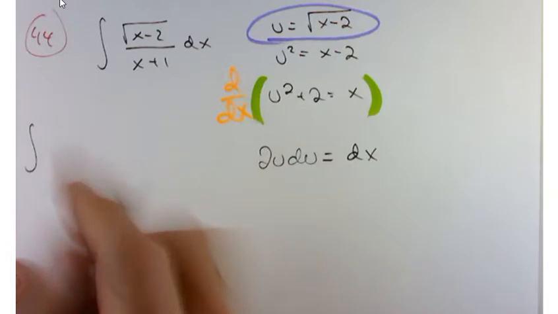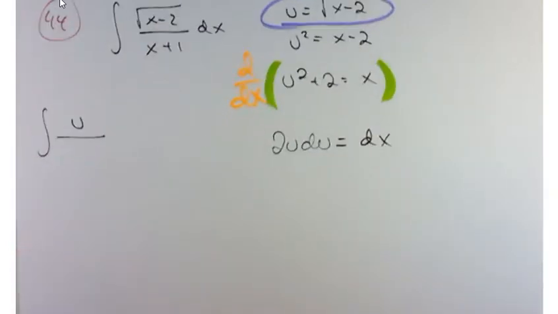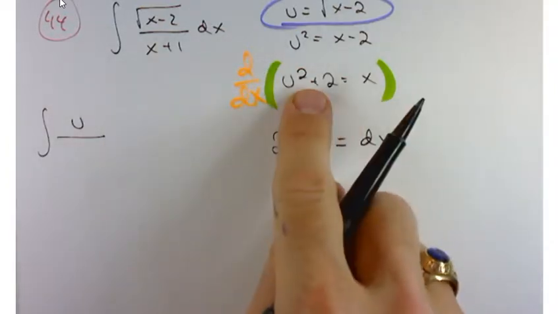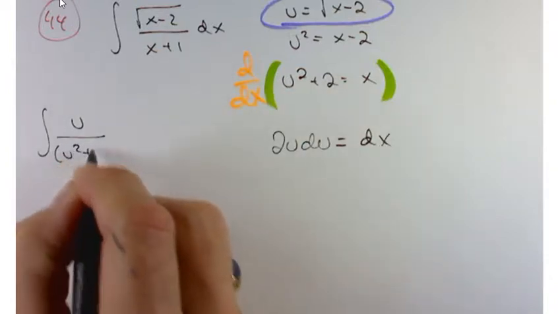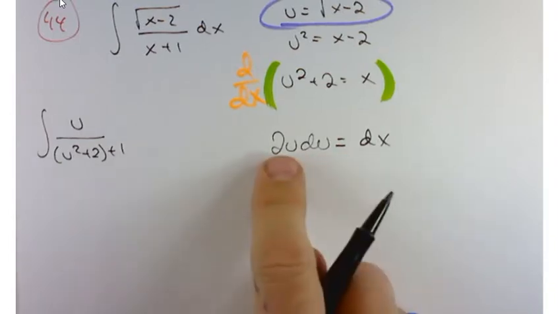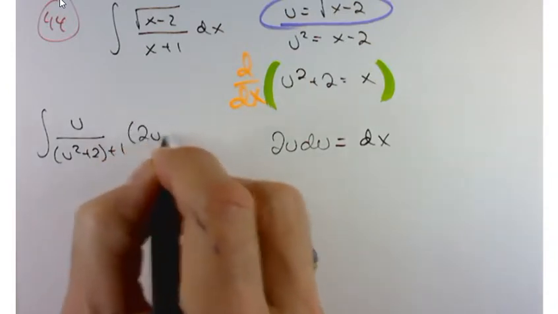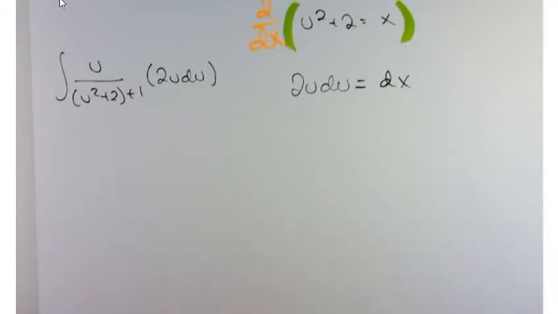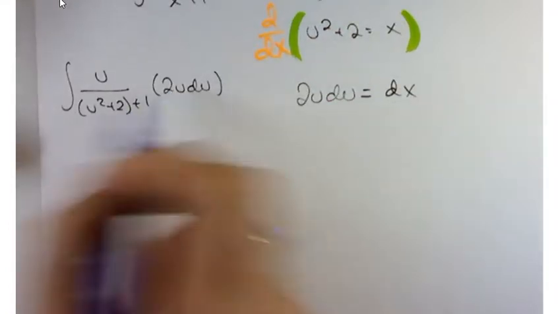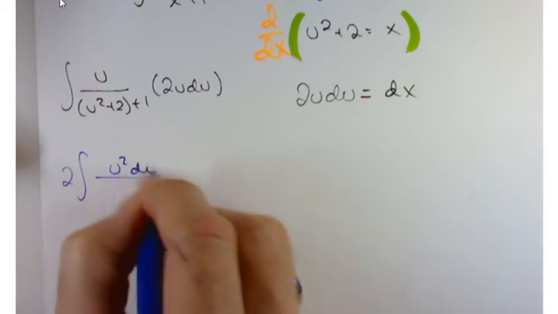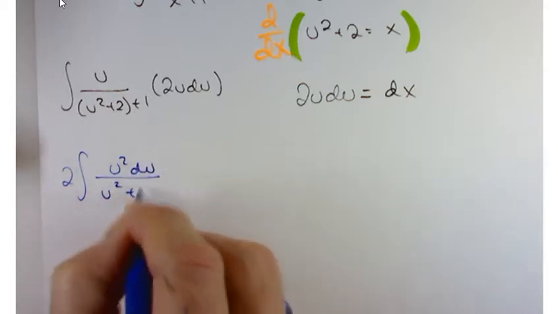The numerator is just going to be u. What's going to happen in the denominator? Well, x gets replaced by u squared plus 2, plus 1. And then dx gets replaced by 2u du. Let's clean this up a little bit. So, the 2, that's just a constant. I'll take that straight out of the integral and out front. u times u is a u squared du, and a u squared plus 3 in the denominator.